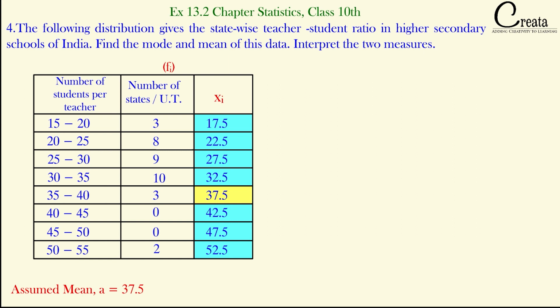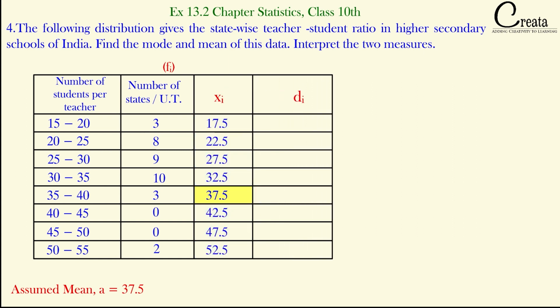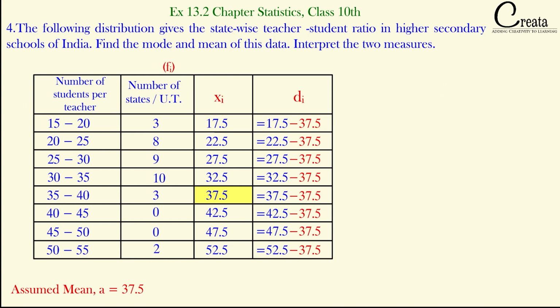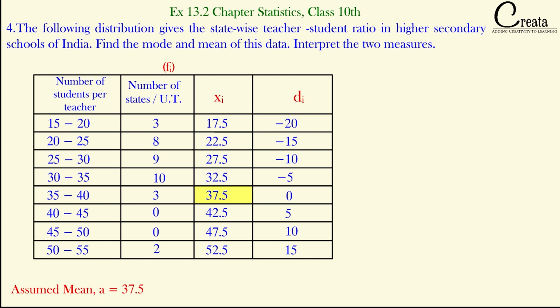And what is the next step? We find the deviation. We subtract the assumed mean from all the values of xi to get the deviation, which is di. Let's do so. 17.5 minus 37.5 is minus 20. 22.5 minus 37.5 is minus 15. Similarly, minus 10, minus 5, 0, 5, 10 and 15. We got the values of deviation.